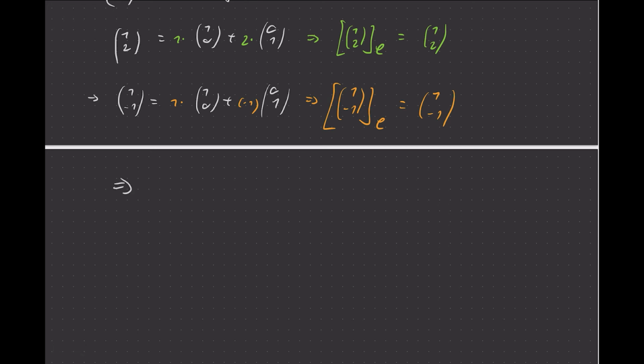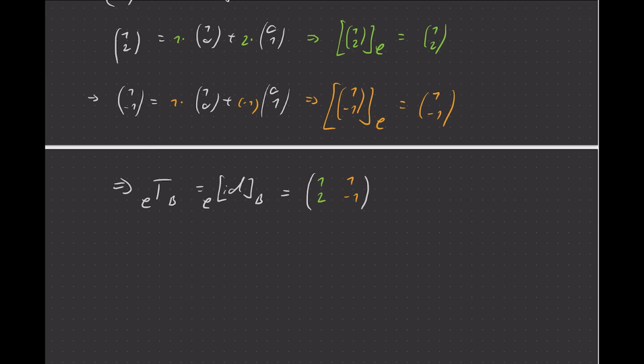So that means what we get here is the transformation from B to C, that is the matrix representation of the identity from B to C. And that is exactly 1, 2, and 1, minus 1. Like this. So that's what we want. So here we have our transformation matrix.